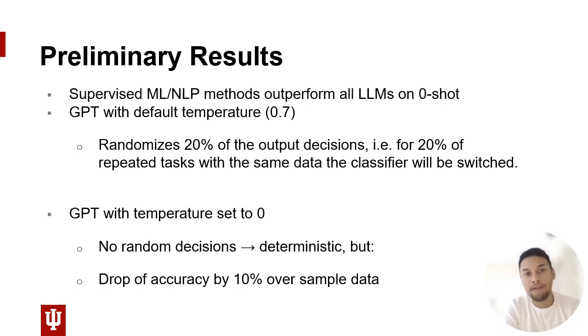And we know that GPT with the default temperature randomizes 20% of the output decisions, which means that for 20% of repeated tasks with the same data, the classification will be switched. And using GPT with temperature set to 0, we see that there are no random decisions, so it's deterministic, but we note a drop of accuracy by 10% over sample data.